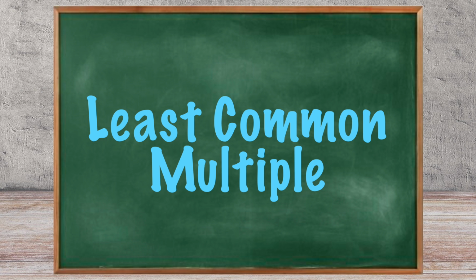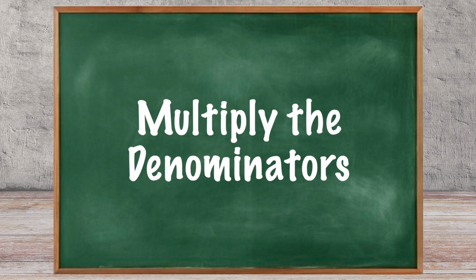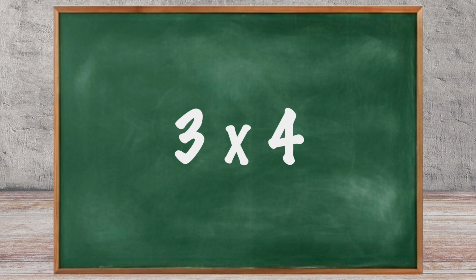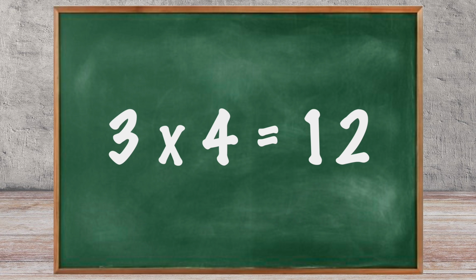An easier way, if we understand multiplication, is to multiply the two denominators together. Let's multiply 3 times 4. 3 times 4 equals 12. 12 is the common denominator.